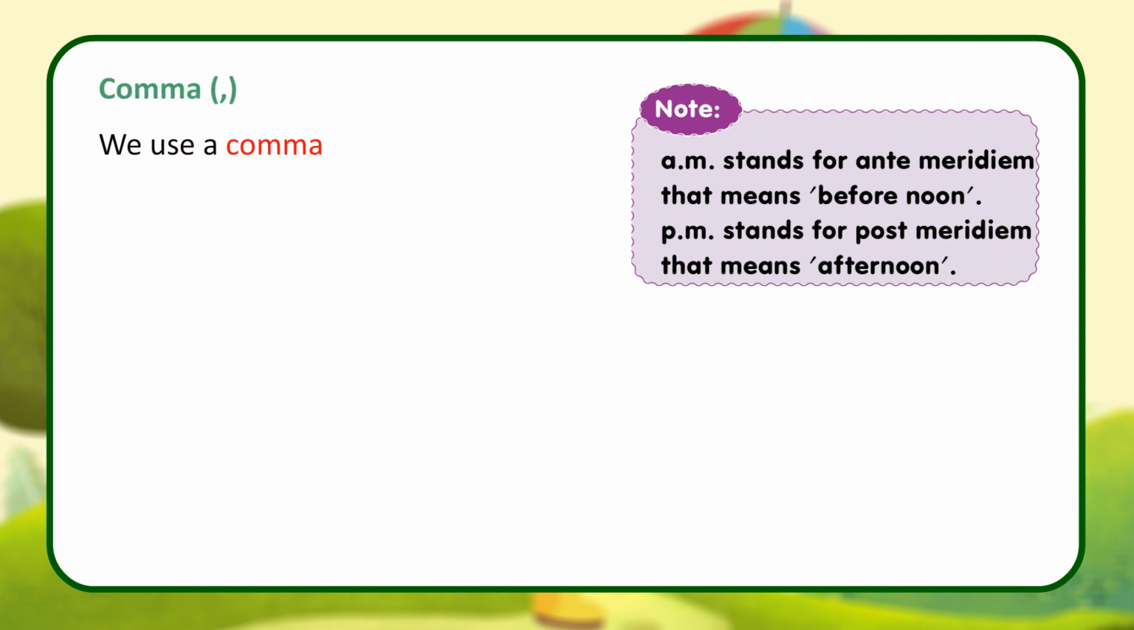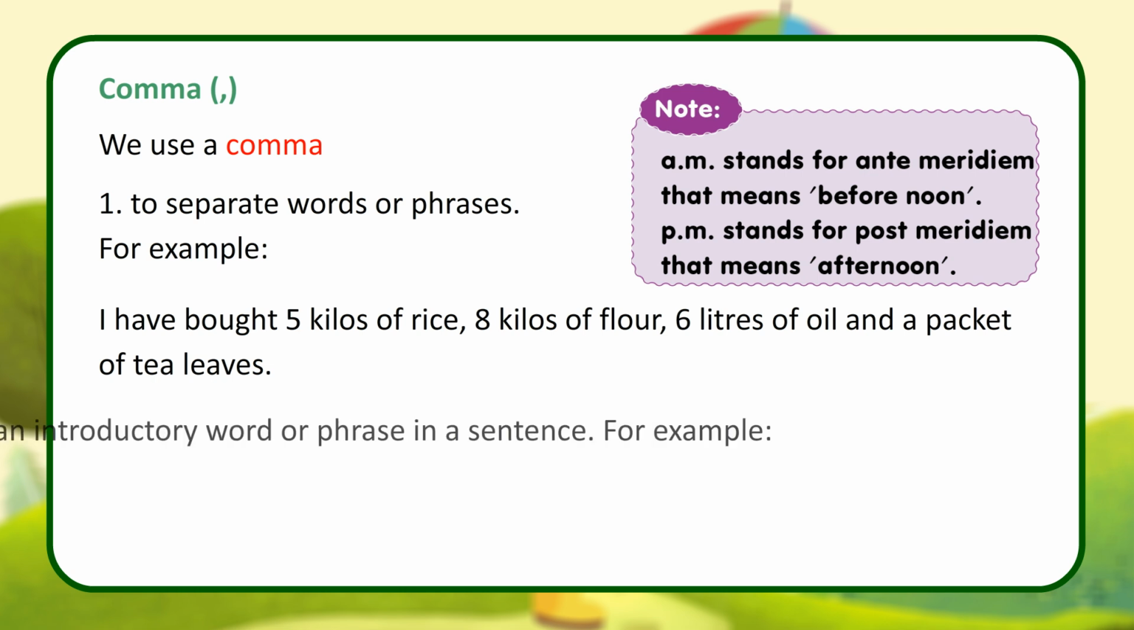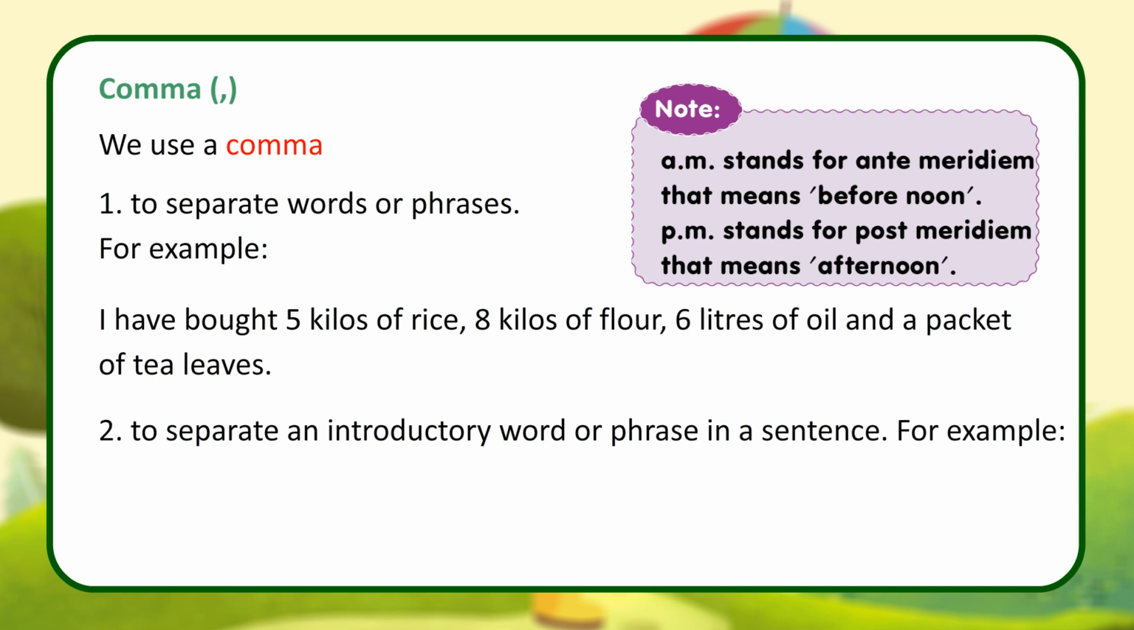Comma. We use a comma: 1. To separate words or phrases. For example, I have bought 5 kilos of rice, 8 kilos of flour, 6 litres of oil and a packet of tea leaves. 2. To separate an introductory word or phrase in a sentence. For example, however, the game was over by 6 p.m.